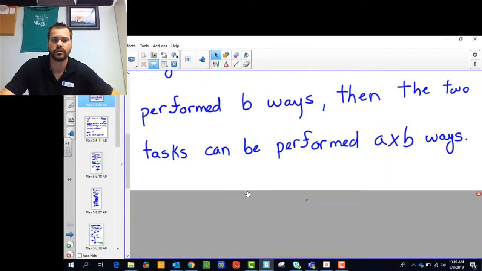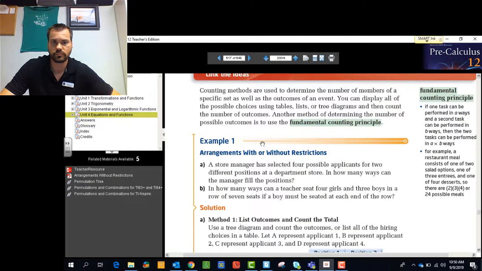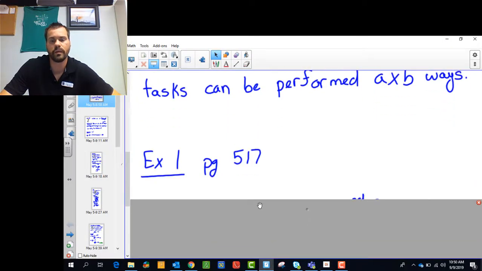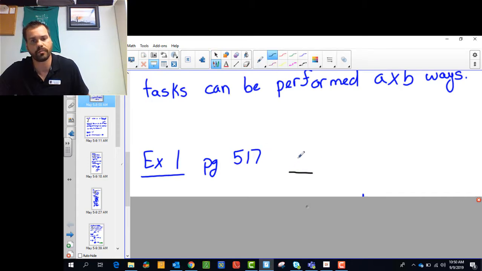All right. So what we're going to do is we're just going to look at a couple of different examples of that. The first one is from the textbook, and it's on page 517. You can see here that it says a store manager has selected 4 possible applicants for 2 different positions at the department store. And how many ways can the manager fill the positions? So what we have to think about is, first of all, 2 different positions. Okay, so we put 2 spaces down. And what we do is we say, okay, the first spot can be filled how many ways? So we have 4 possible applicants, so the first spot can be filled 4 ways.